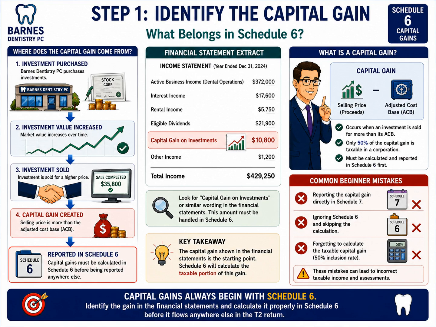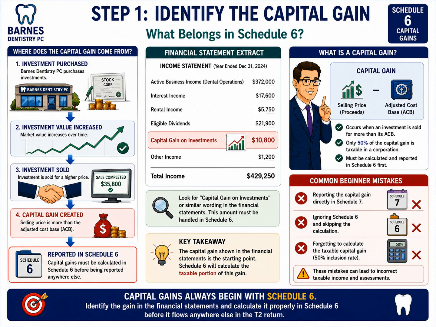The next step occurs when the corporation disposes of the investment. In our example, the investment is sold for a higher amount than its original cost. Once the sale occurs, the unrealized gain becomes a realized capital gain. This is the event that creates a reporting requirement for tax purposes. Now look at the center of the slide. When reviewing the financial statements, we can see a highlighted item labeled capital gain on investments of $10,800. This is the amount that immediately attracts the attention of a tax preparer.